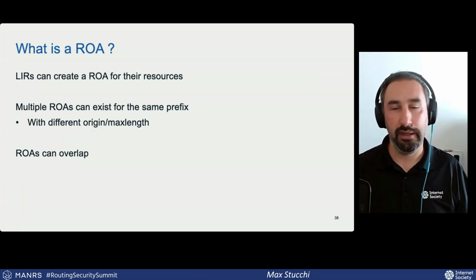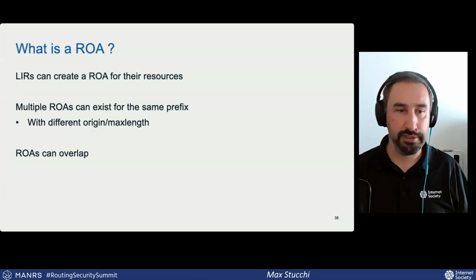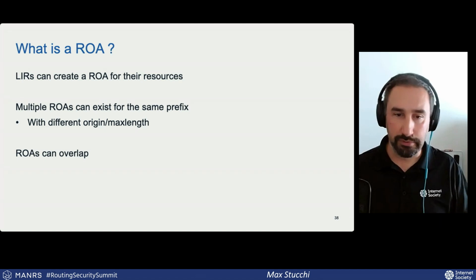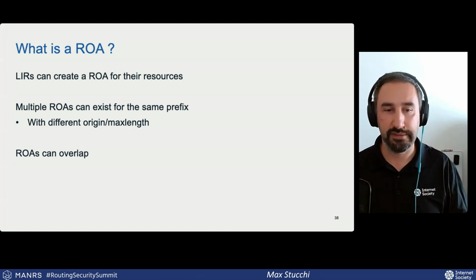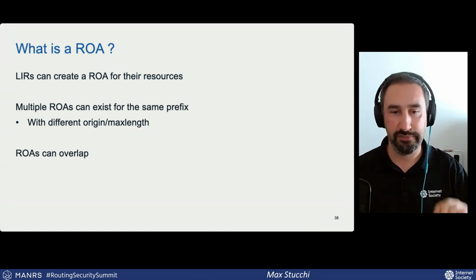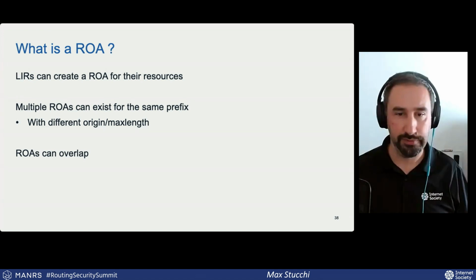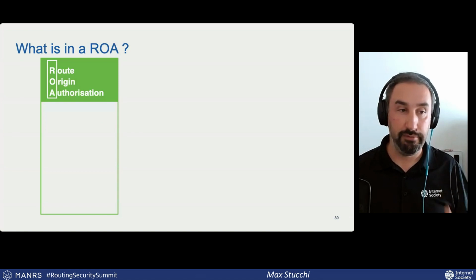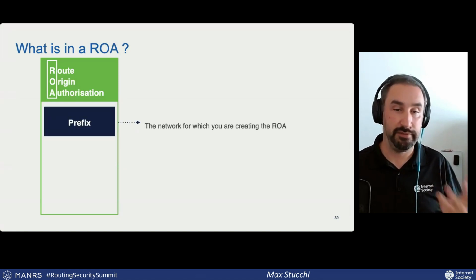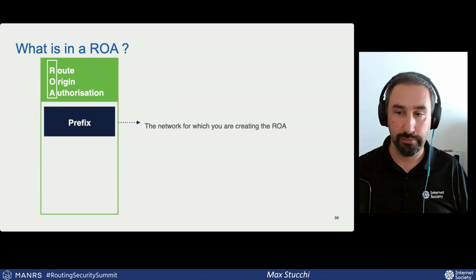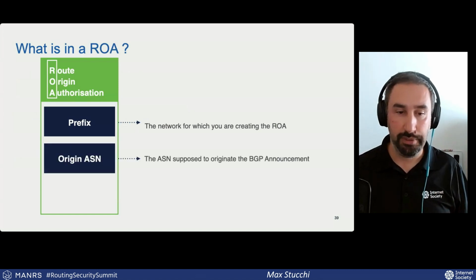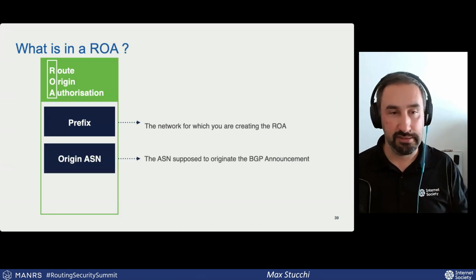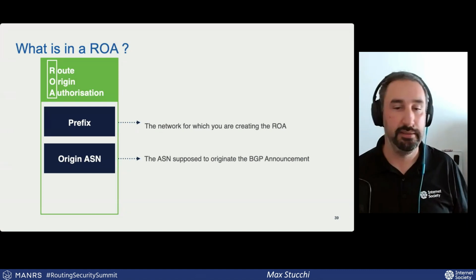So LIRs can create ROAs for their resources. Multiple ROAs can exist for the same prefix, even with different origin, different max length. Get to that in a moment. And of course, they can overlap. So when I look at a ROA, I have three pieces of data in it. I have the prefix, so the network for which we are creating the ROAs. We have the origin ASN.